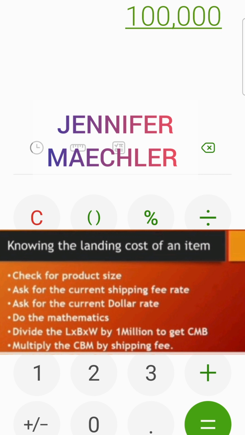So I hope you can calculate in future your sea shipping cost. So let's go and learn how to do air shipping.